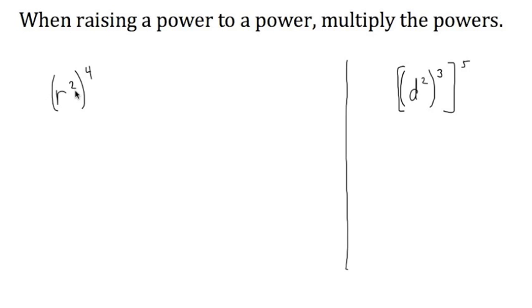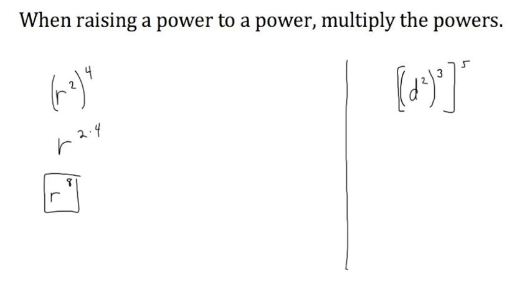When raising a power to a power, multiply the powers. So in this case, it's fairly simple. All we do is keep that base, r, and multiply the powers. The powers here are 2 and 4. So this is going to be r to the 2 times 4 power, which is r to the 8th power.